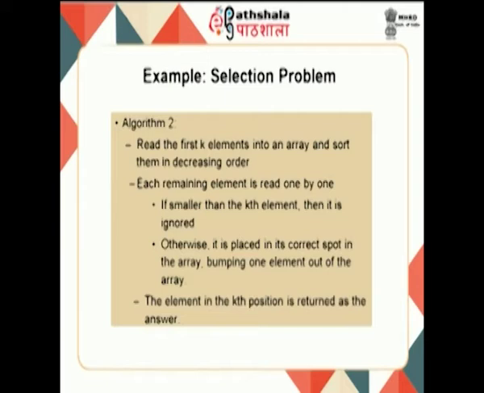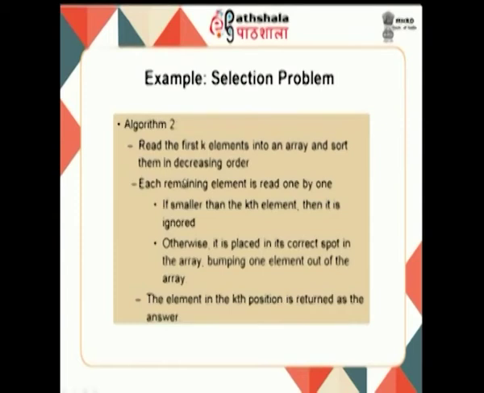Another algorithm can do the same task. What is the task? Finding the kth largest number in a list of n numbers, where k is less than or equal to n. Read the first k elements into an array and sort them in decreasing order. Then each remaining element is read one by one. If it is smaller than the kth, it is ignored. If it is larger, it is placed in the correct spot in the array, bumping one element out of the array. The element in the kth position is returned as the answer.